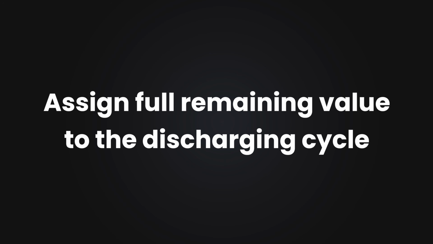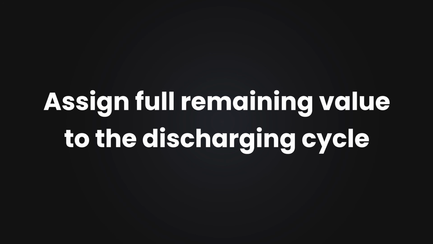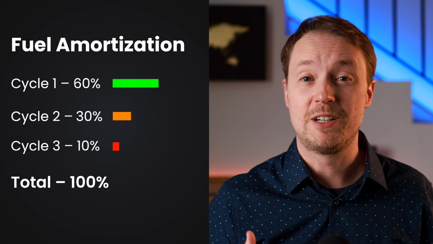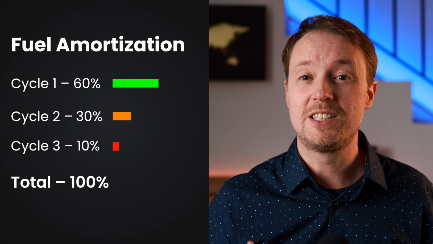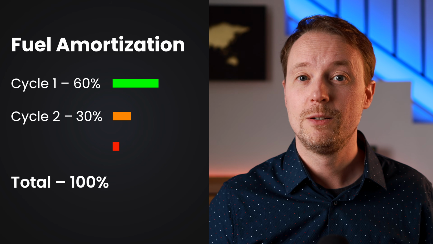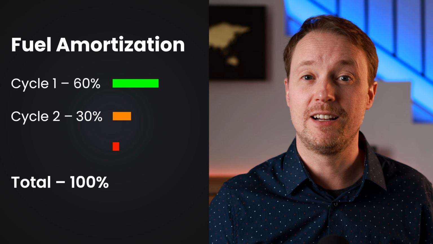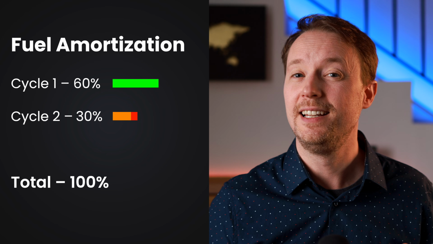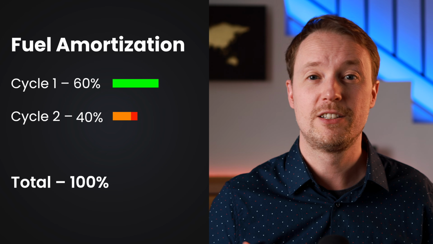Once you know a fuel assembly is going to be discharged, assign its full remaining value to the cycle it's coming out of. Because once we permanently discharge a fuel assembly, its value is gone, so we have to fully assign it somewhere. And that place is usually the last cycle that it operated in. So in our typical 3-cycle amortization schedule, when a fuel assembly is discharged after only 2 cycles, we simply add the remaining 10% of the last cycle into the second and increase it from 30% to 40%.